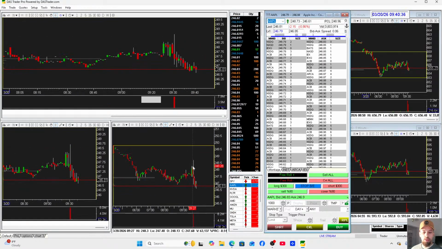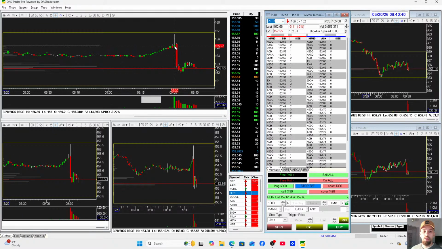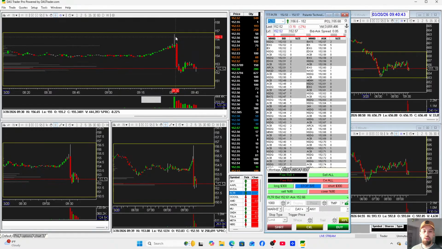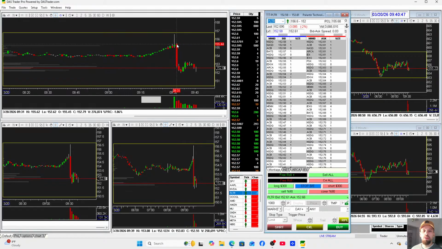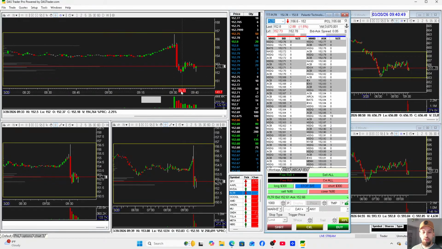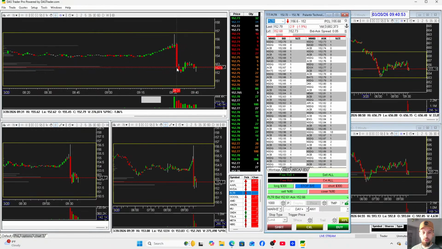See what's going on here as we go through these charts. PLTR, oh man, look at that. That's a nice 1 minute wick rejection candle. You short it from there, that's really nice. That's a huge red candle. Damn.